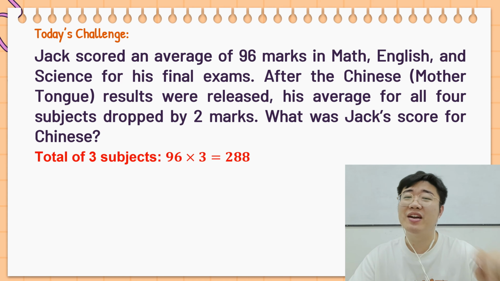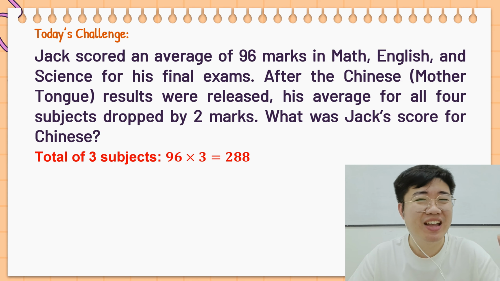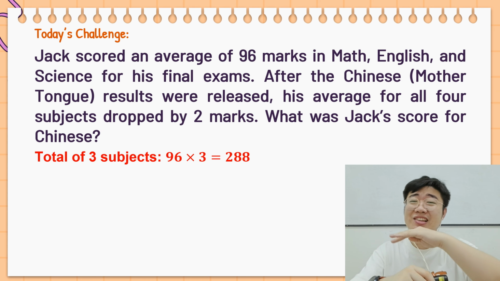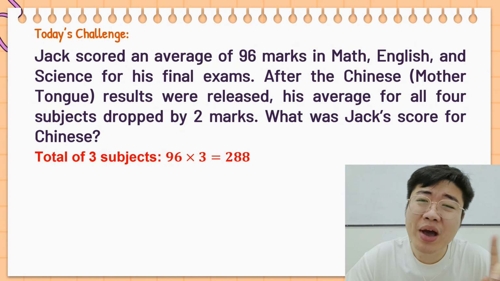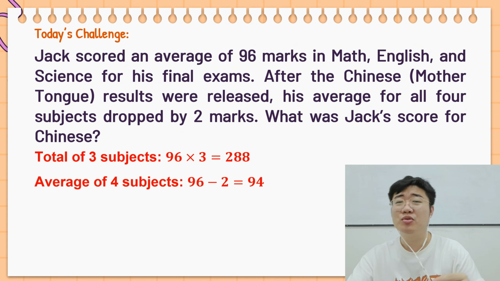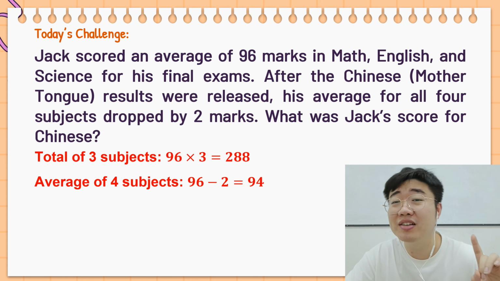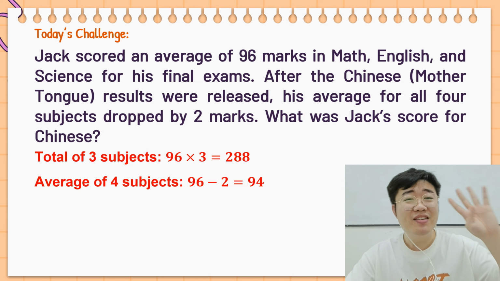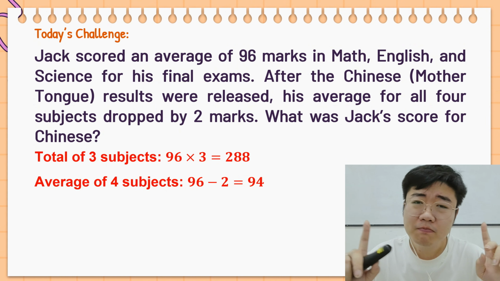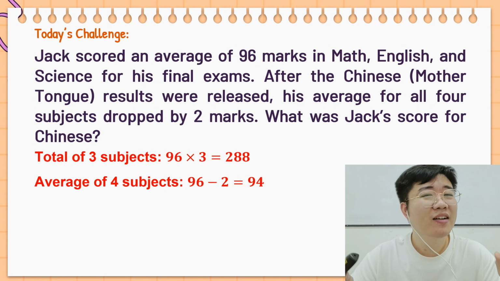Now, after the first test, is the average the same? Definitely this is not the same. Now this is lower. So we know that the new average is 96 minus 2. Now the average is only 94. This is after you included the last subject. So altogether, we got 4 subjects. So what's the total now?